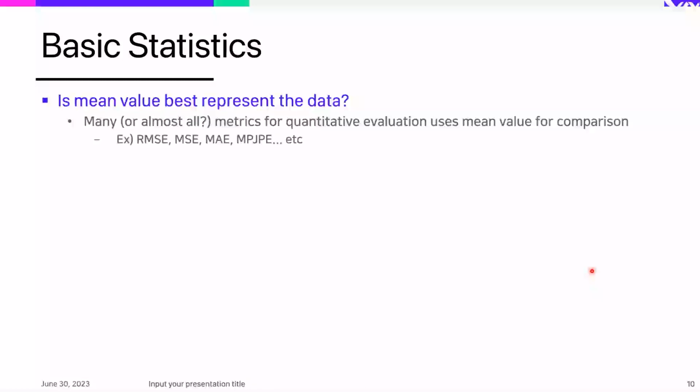So, okay, here is the question. Is the mean value the best representation of the data? When we're doing a quantitative evaluation, almost all of it, I think, is based on a mean value of some complicated equation, such as root mean square error, mean absolute error, etc. And it would be okay for such evaluations since they are conducting experiments on hundreds and thousands of data, but maybe sometimes it might not be the best way.